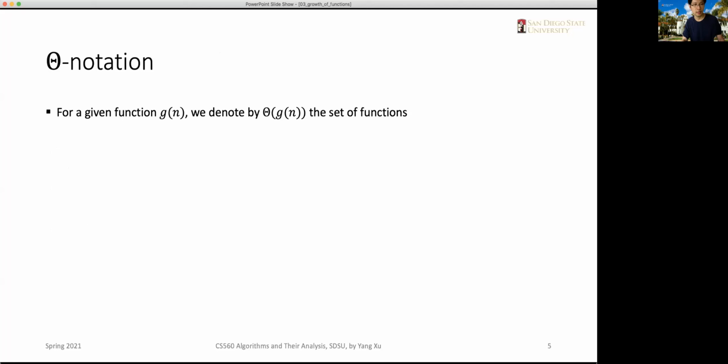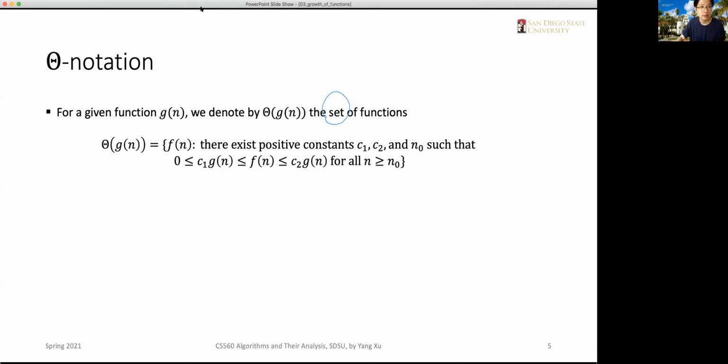In Big-Theta, now let's officially look at the definition. For a given function g of n, which can be an arbitrary function, we denote by Big-Theta of g of n a set of functions. It's the mathematical notion of a set. When we define a set, we use a pair of curly brackets, and within the brackets is the condition that each element in the set must satisfy. Because it's a set of functions, the elements in this set are all functions.